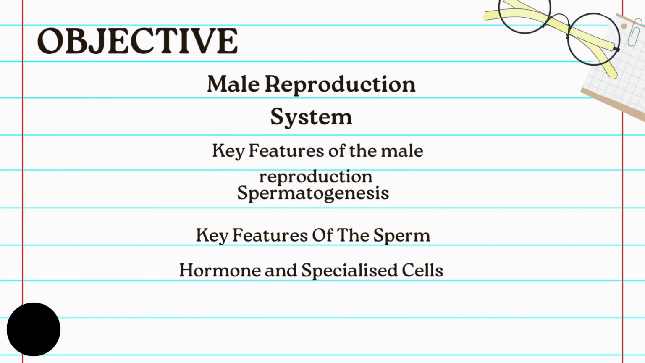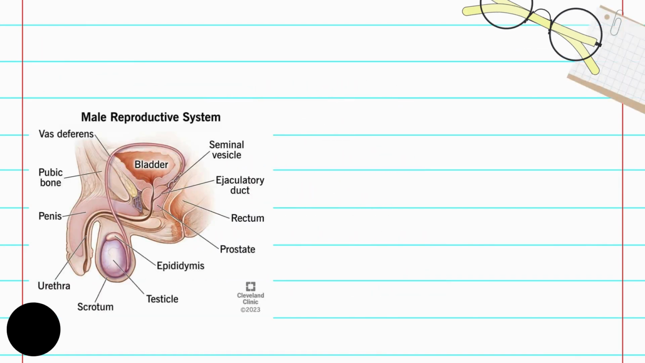So today we are going to be looking at the male reproduction system. We are going to be looking at the key features of the male reproduction. We'll be looking at spermatogenesis, which is the development of sperm, key features of the sperm, like the structures of the sperm, and the hormone and specialized cells that play a role in male reproduction. So let's get into it.